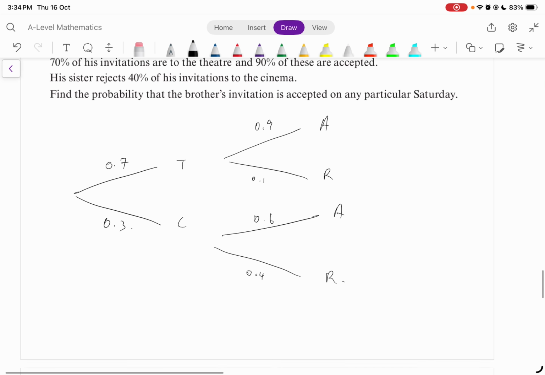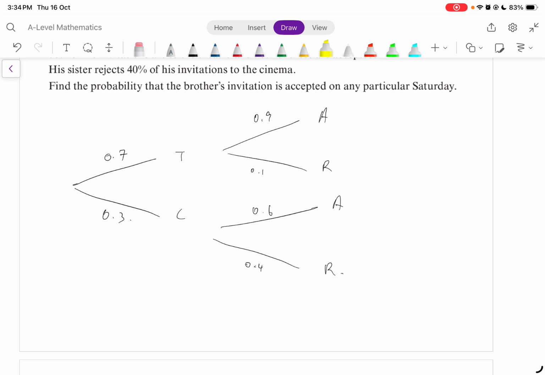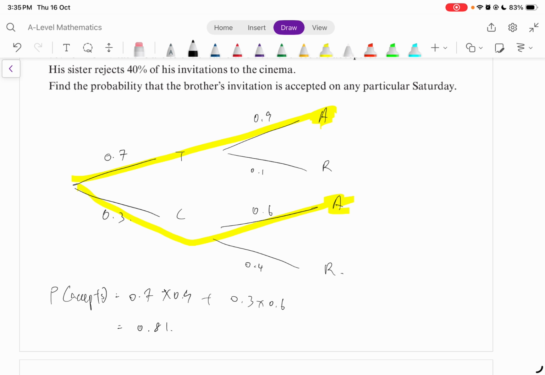So find the probability that it's accepted on any particular Saturday. So that means we look at this part. But in order to reach A, I have to follow this path. Okay, so that means probability of accept is equal to 0.7 times 0.9 plus 0.3 times 0.6. So that means 0.81. So don't overcomplicate it. Okay, if you see a question like this, which doesn't say to use given a conditional probability to calculate, just use a tree diagram, because the tree diagram itself is conditional probability.